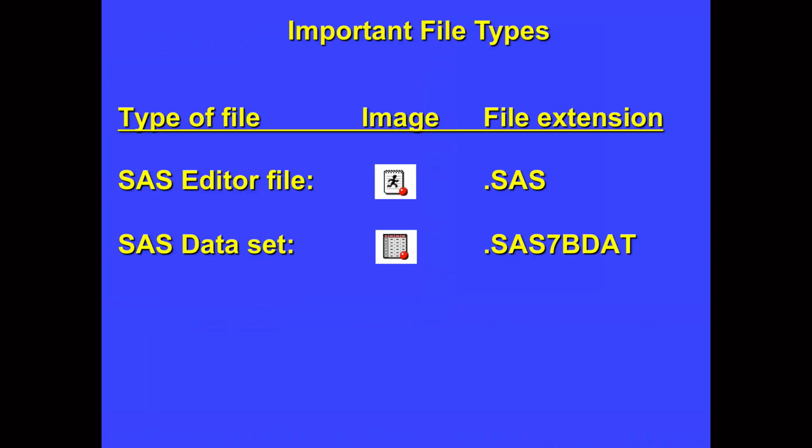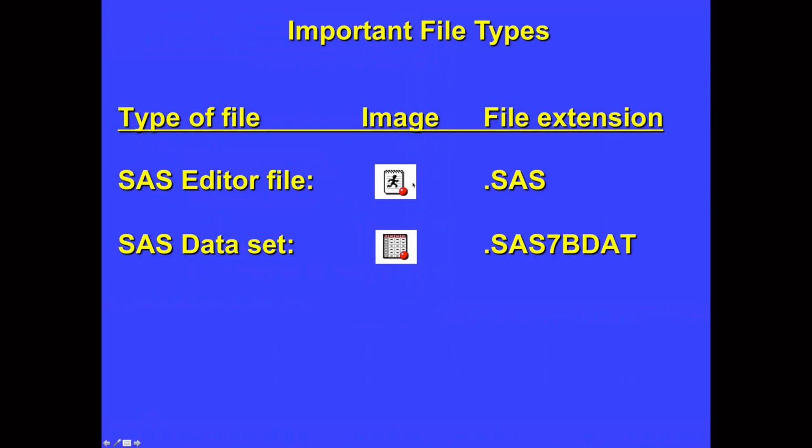Now I want to go over a couple important points about types of data files, different file types. And there are two file types that you will frequently see and be using in this course. First is the editor file, which we just talked about. So you know what the editor file is now. That's where we're typing our code to tell SAS how to manipulate data sets and how to run analyses.